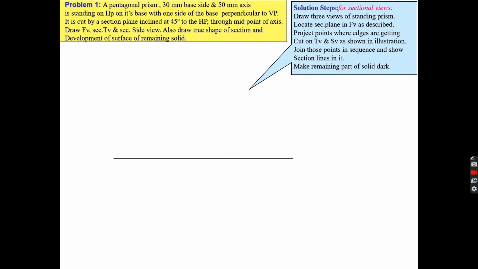The other part of the question is it is cut by a section plane inclined at 45 degree to the HP, means it is AIP, auxiliary inclined plane, through midpoint of the axis. Draw its front view, top view, side view, also draw its true shape of the section and development of the surface of the remaining solid. So first you have to make the top view of the pentagonal prism.